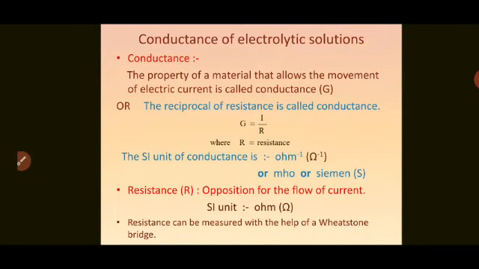So once again, what is conductance? The property of a material that allows the movement of electric current is called conductance, which is given by capital G. And what is resistance? Opposition to the flow of current.